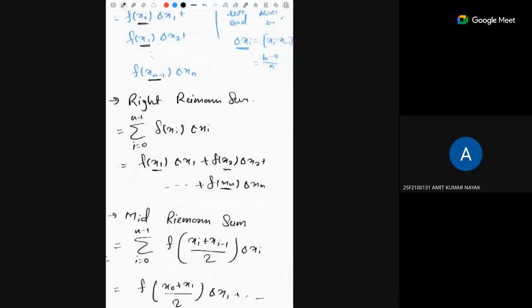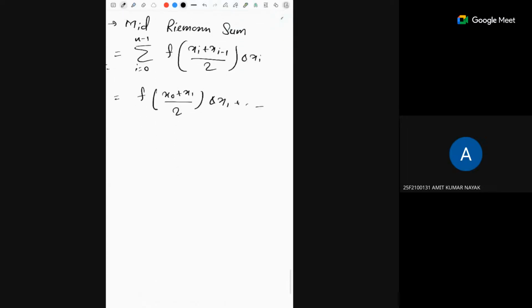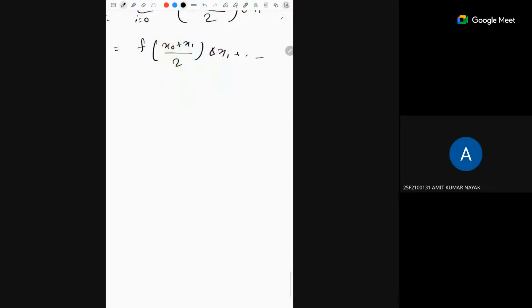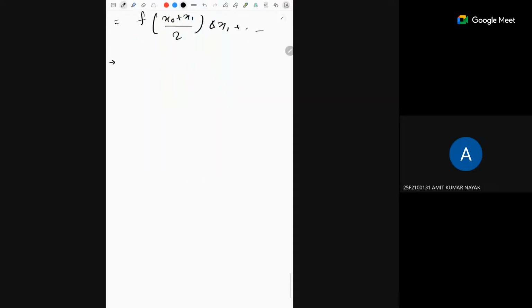Let's take an example that would be much clearer. Okay, so a very simple expression I'll take so that we don't have to do much calculation. Otherwise, it would be a little calculative if you take complex expressions. So find left, mid, and right Riemann sum for the function f of x as 2x plus 1 by dividing the closed interval 0, 10 into 5 regular parts.